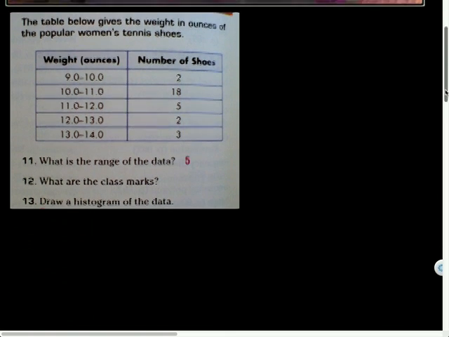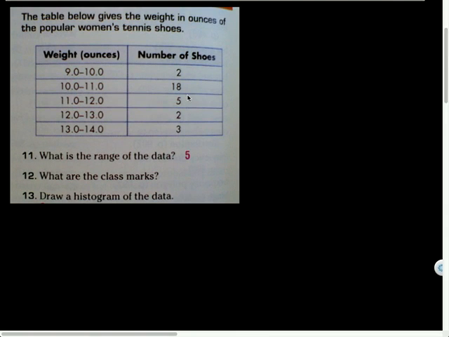Here's a frequency distribution. Remember that a frequency distribution is a chart essentially telling me how many data values are within certain classes. And here's what they ask: what is the range of the data? Technically, this answer is an approximation because I don't know what the lowest value or the highest value was, but here they're assuming that the lowest value was 9 and the highest value is 14. So for problem 11, they just did 14 minus 9 and got 5.